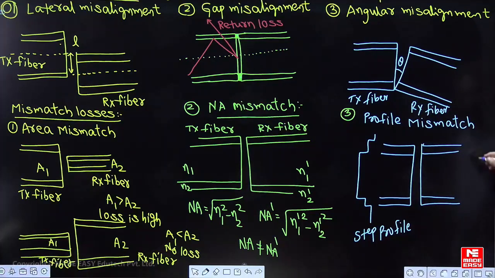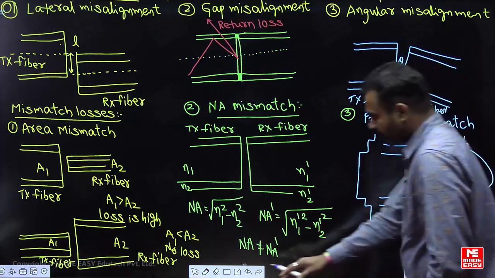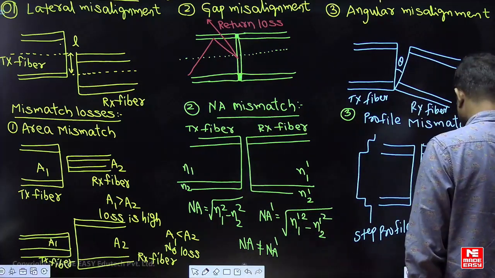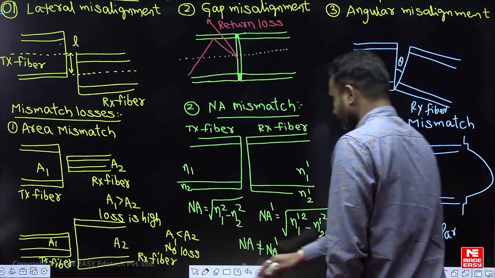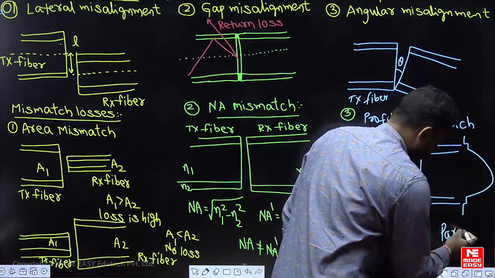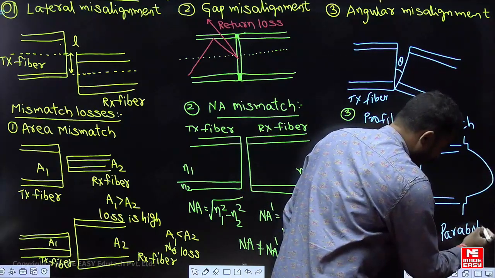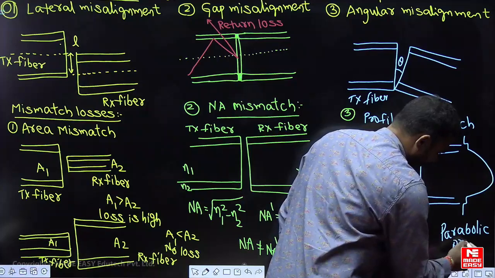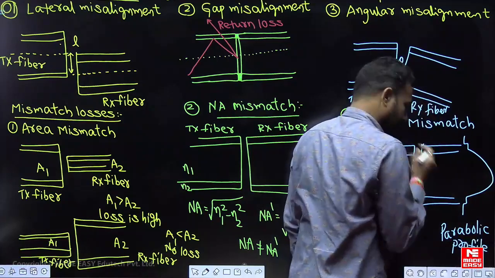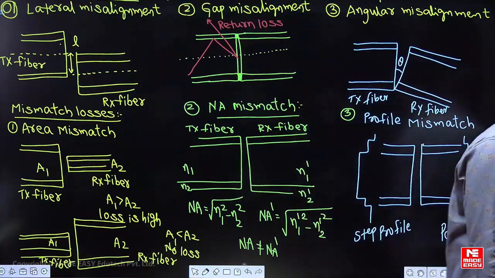But this other one is called the parabolic profile. The two profiles are not going to be the same. So it is called a parabolic profile. This is what is called the profile mismatch.